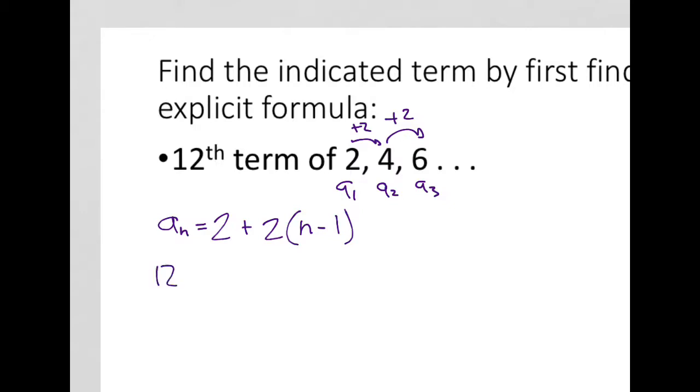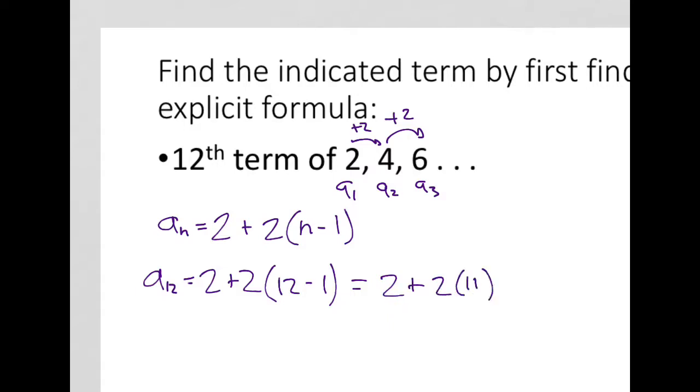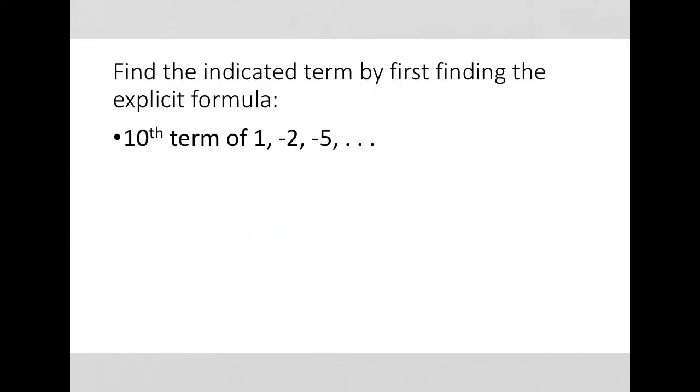So if we want the 12th term, a sub 12, we need to have the first term, 2, plus the common difference, 2 times n, which is 12, the 12th term, minus 1. And so we get 2 plus 2 times 11 is 2 plus 22, and we get 24 as the 12th term. Now, go ahead and do this one as well.